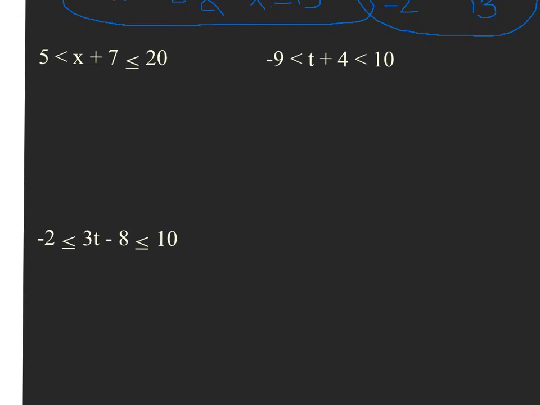Now, it's a little bit more difficult when we have the other form of the and. You'll notice here I have X plus 7 in between two different inequalities. And so your goal is always to get X by itself, and it has a plus 7 with it.